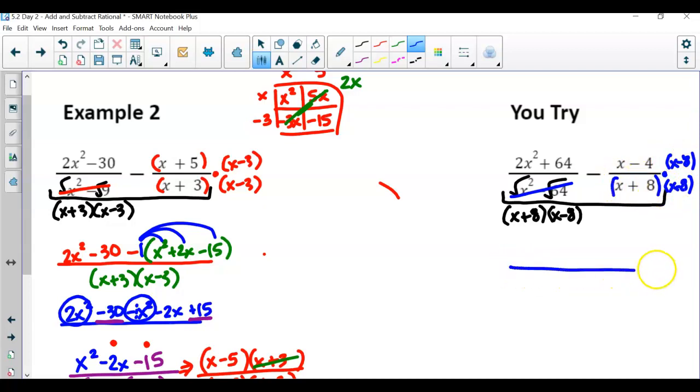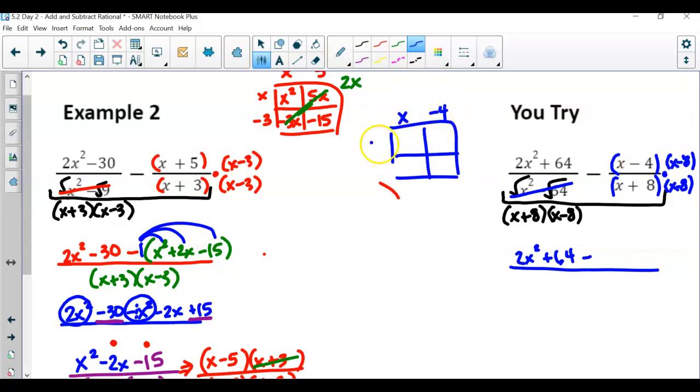Then I'm going to go ahead and bring this down because there was nothing we needed to do with the rational expression, 2x squared plus 64. Then minus, well, here again, I have two binomials being multiplied. So here we do have to again do box method. x minus 4 times x minus 8. Here I have x squared, negative 4x, negative 8x, negative times a negative, positive 32.